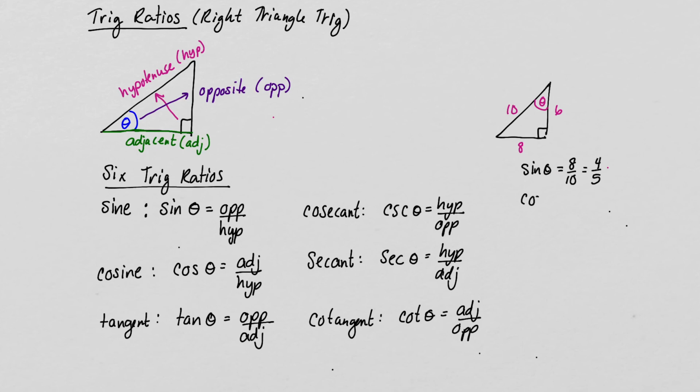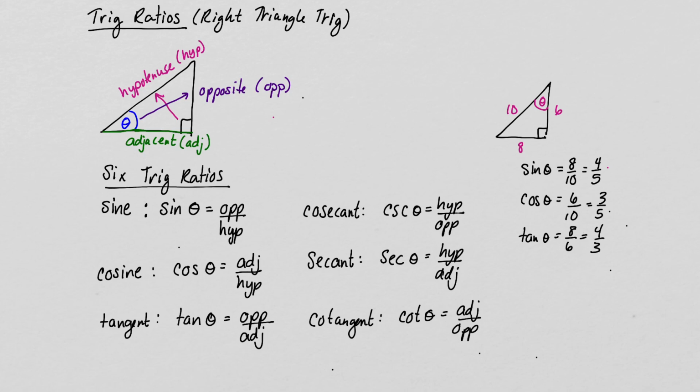The cosine of theta would be 6 over 10. So again, the adjacent over the hypotenuse. So 6 over 10, or 3/5. And the tangent of theta would be the opposite 8 over the adjacent 6. So 8 over 6, or 4/3.